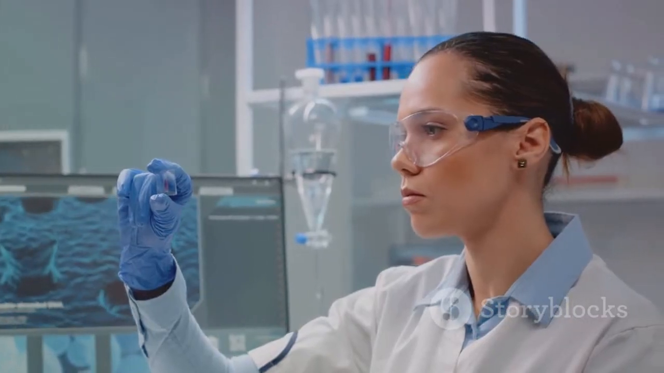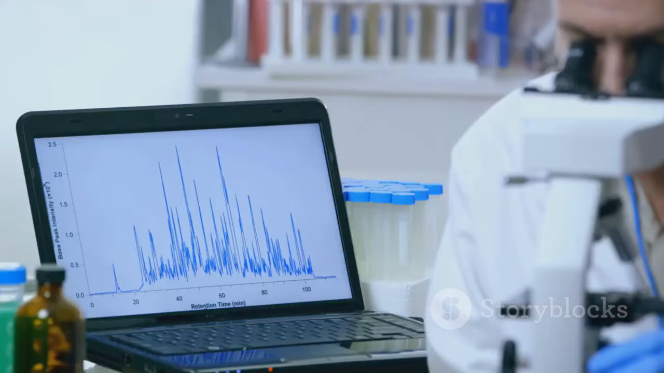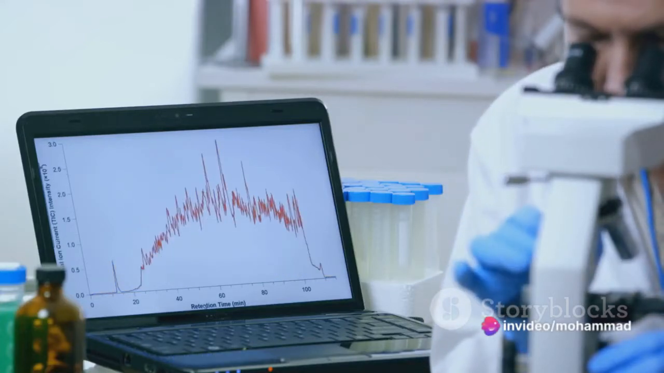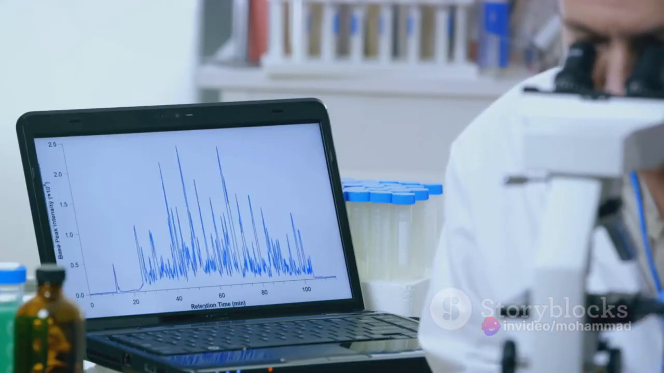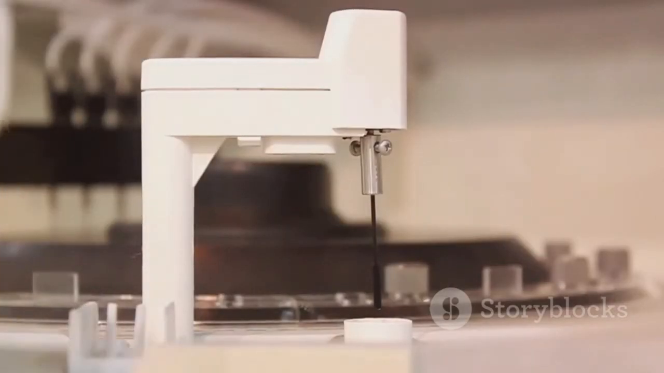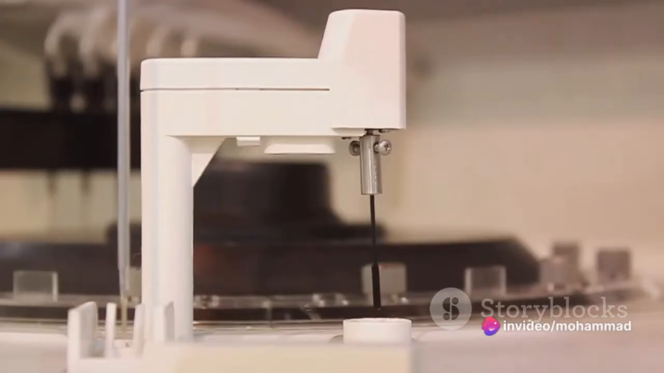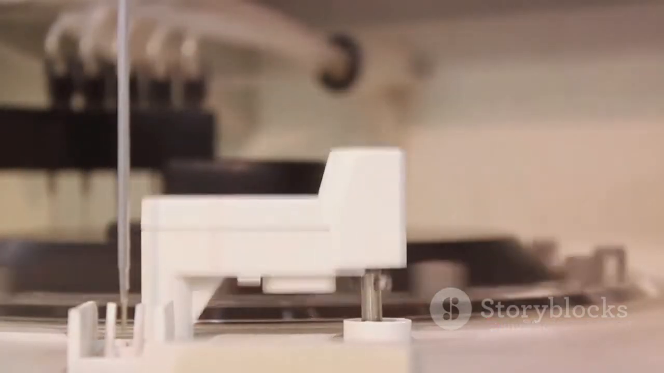Next, we have sensitivity. GC is capable of detecting even the smallest amounts of a substance, down to parts per billion. Imagine being able to find a single grain of sand in an Olympic-sized swimming pool. That's how sensitive GC is. And let's not forget speed. With gas chromatography, results can be obtained rapidly, often within minutes. This makes it particularly valuable in time-sensitive situations, like drug testing in sports or environmental monitoring.